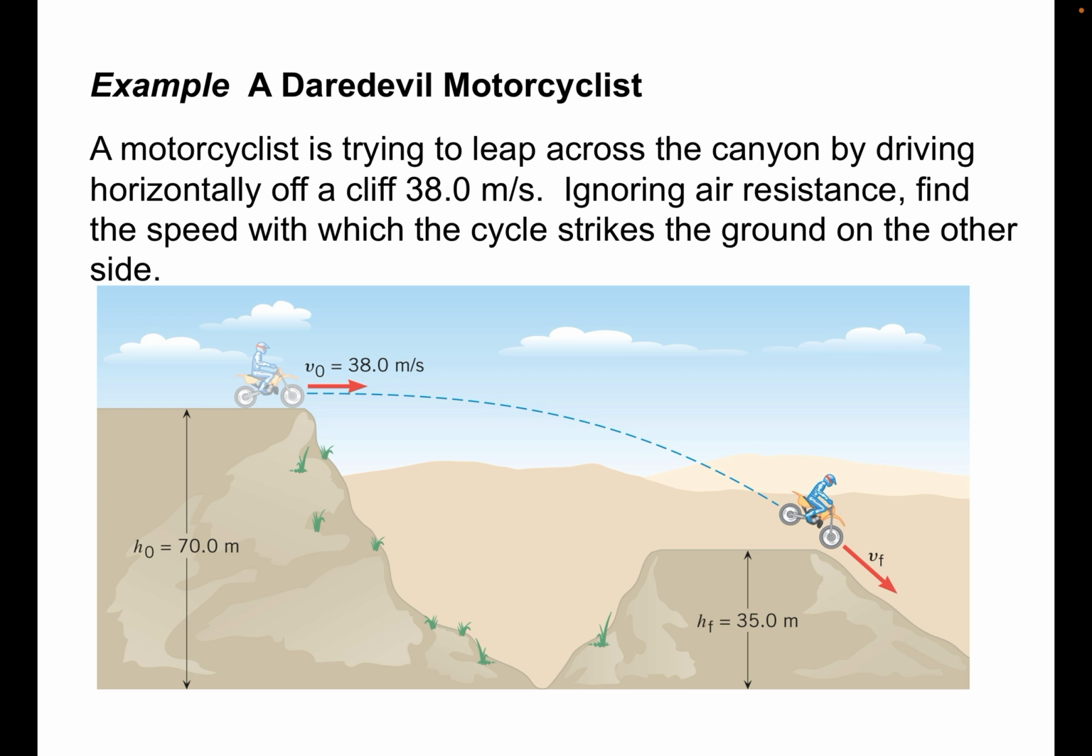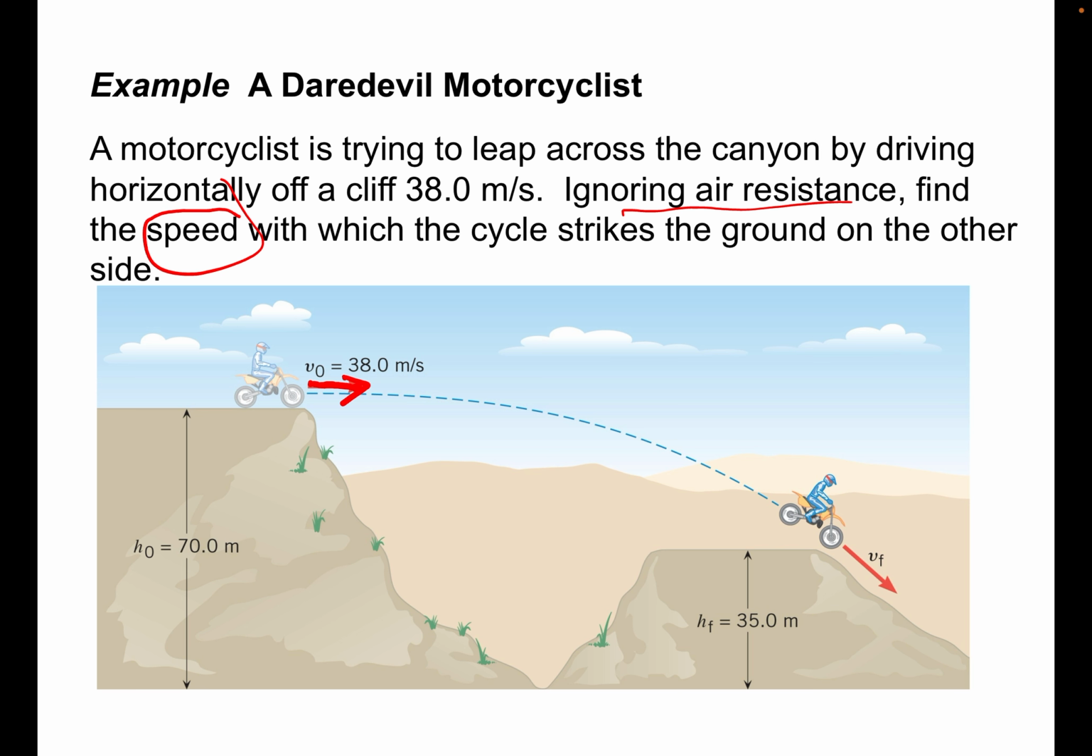Okay, let's look at another example. We have a motorcyclist trying to leap across a canyon by driving horizontally off a cliff with an initial velocity in the horizontal direction of 38 meters per second. Ignoring air resistance, find the speed with which the cycle strikes the ground on the other side. It only asks us for speed, it doesn't ask for velocity. The big difference is that for velocity, you need to find the x component and the y component. For speed, you just need to find the number.